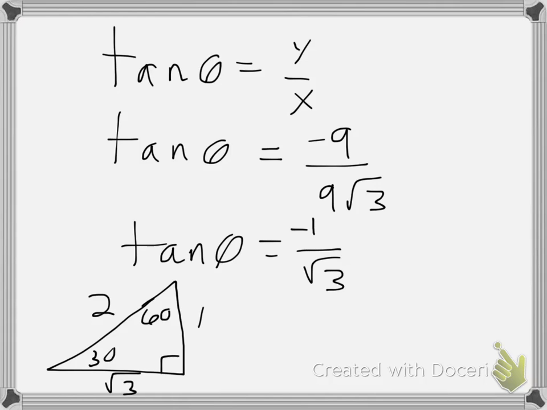So I say, is there a way I can get 1 over root 3 from that triangle using tangent? Tangent being opposite over adjacent, and I'll use my 30 degrees. So tangent of 30 degrees will give me 1 over root 3. So now I'm going to switch to radians, pi over 6. Now because it's negative, that puts me in quadrants 2 or 4 for tangent.